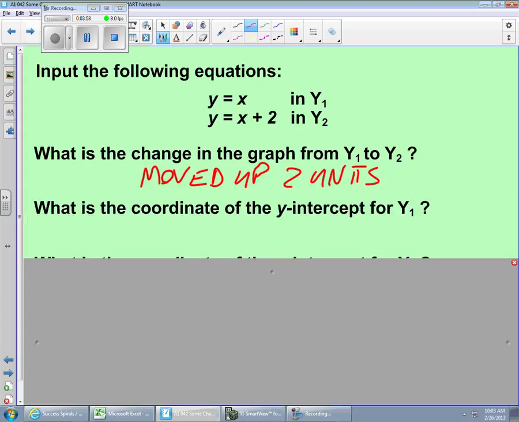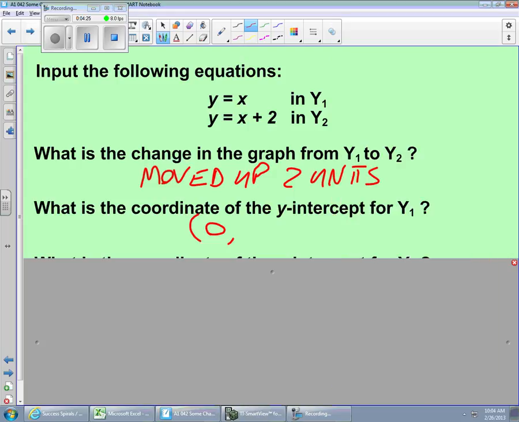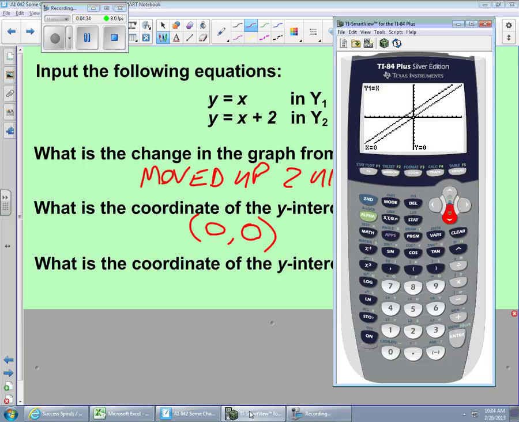Now, what did we just say? Where was the coordinate of the y-intercept? Where's the y-intercept on the first equation? Okay, I'm not getting any answers. Have a look at your graph. Where's it crossing the y-axis? The first equation? Yeah, if we switch down to the first equation, y1, it crosses the origin, right? So what's the coordinate of the y-intercept? 0, 0. That's the origin. Okay. What's the coordinate of the y-intercept for the second equation, which we got an answer for just a moment ago? Now we need it. And there it is, 0, 2.